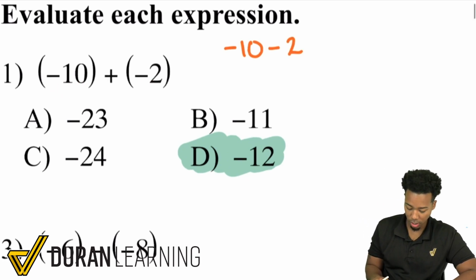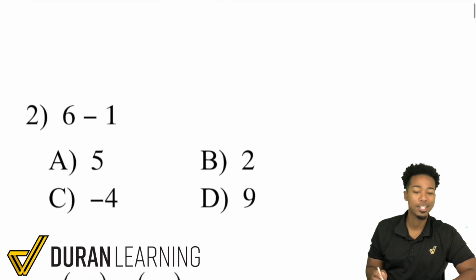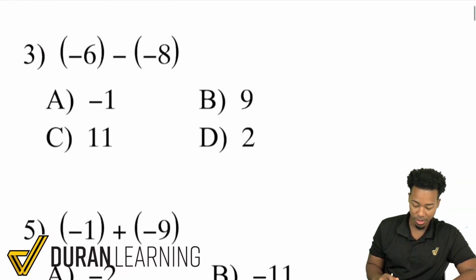So let's go ahead and take a look at number 2. This one's pretty straightforward. 6 minus 1. I think we all can agree that's going to be 5. So not much work to be done there. Now let's take a look at number 3 here.